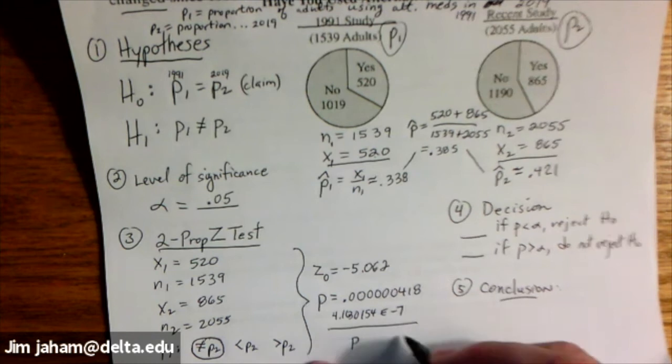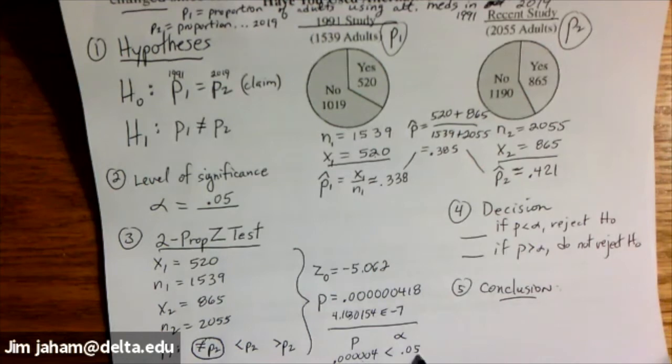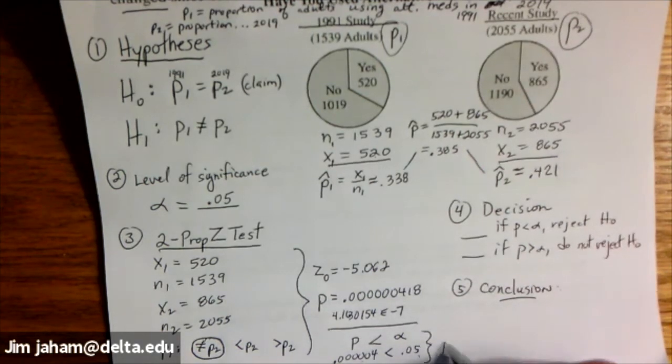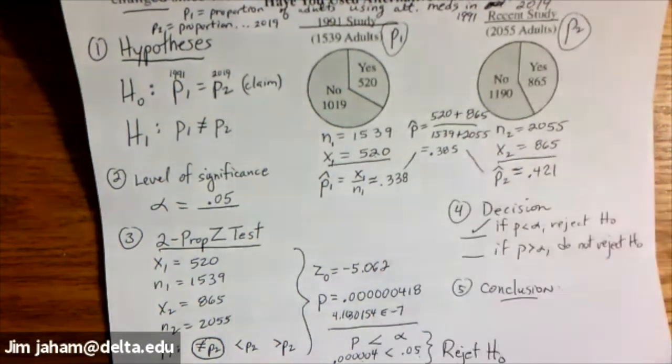Okay, so if we compare our p-value of 0.00004 to our alpha value, which is 0.05, you can see that our p-value is less than the alpha value. And if that happens, our decision is to reject the null hypothesis. All right, so p is less than alpha, reject.